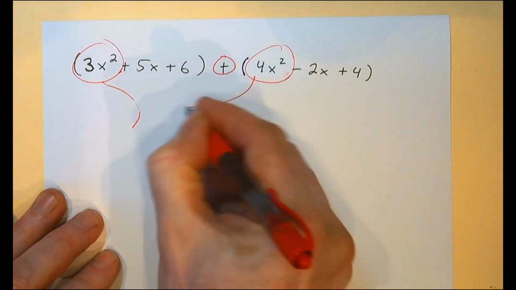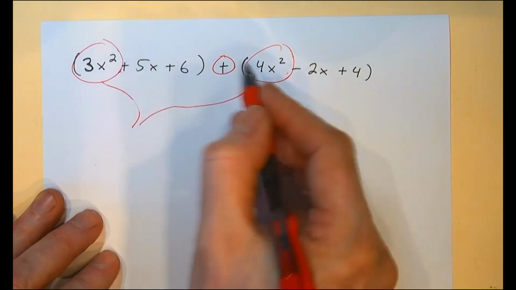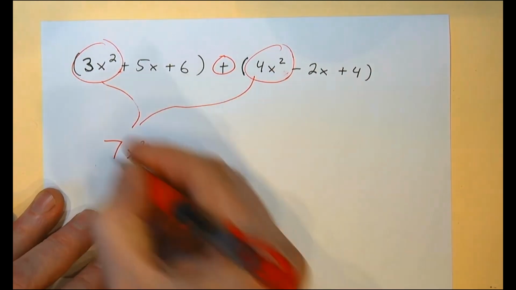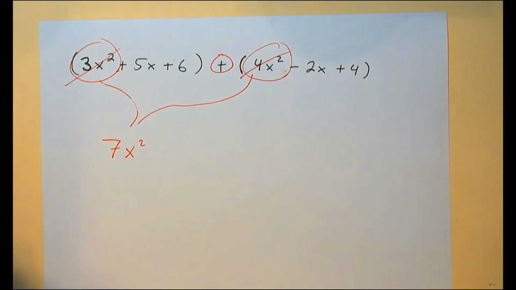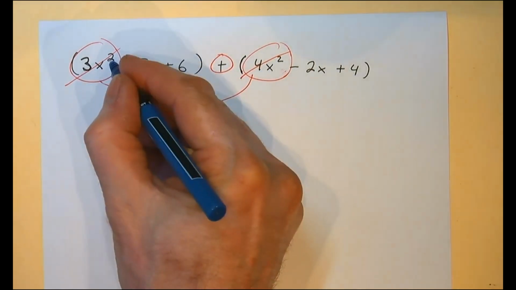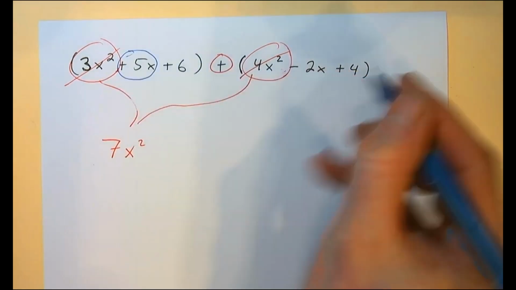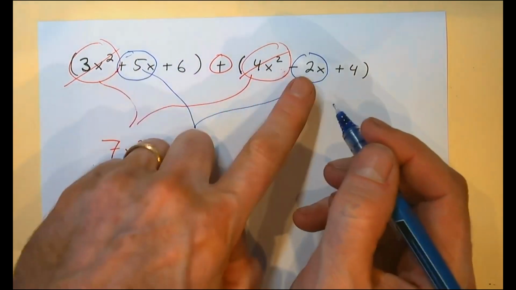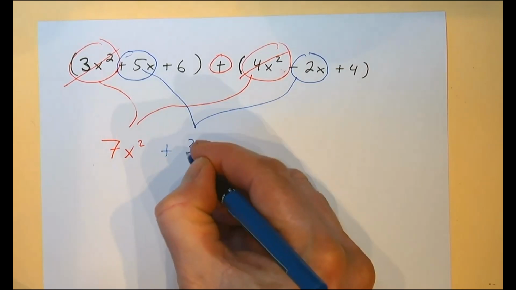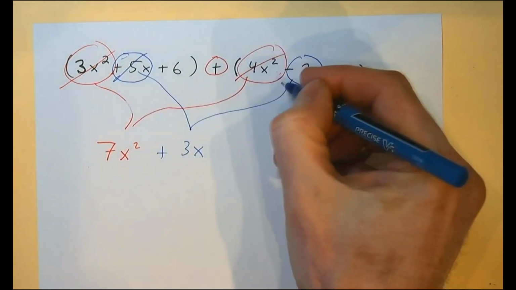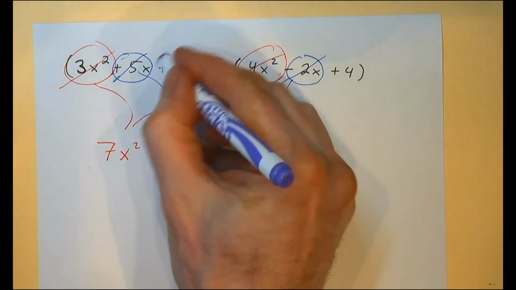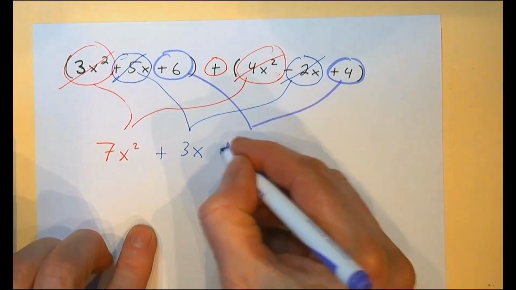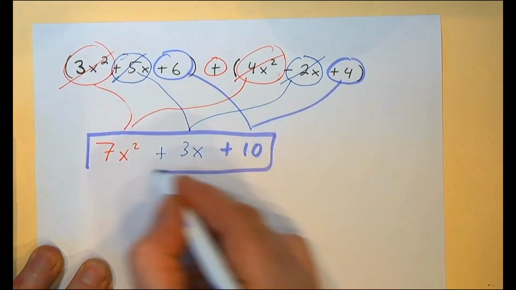But we put these two together, just go like 3 cookies plus 4 cookies is 7 cookies. Well, what are cookies? X squared. So we did those, I like to cross them off. I go to the next one. We work our way down. This was 2, this is 1. We have positive 5x and negative 2x. 5 of these, take away 2 of these is 3. So we say 3x. I like to cross them off so I don't forget anything. Get the last guy, a regular number and a regular number, 6 and 4 is 10. And this is my final answer.